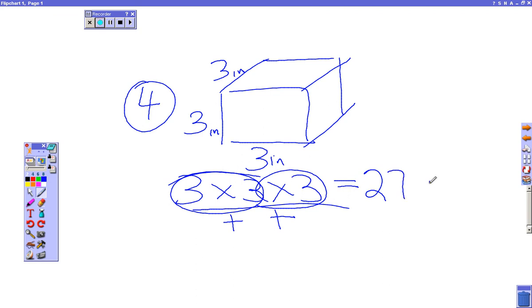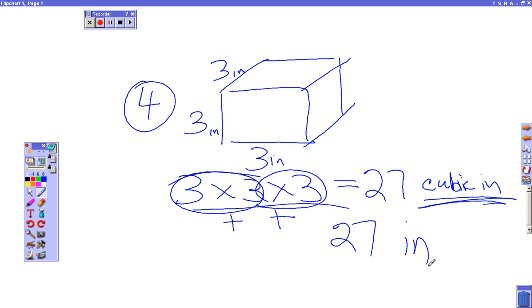So there are 27 cubic inches. Cubic inches. Who wrote cubic inches? Did you write cubic inches? I hope you did. If you didn't, you have the wrong label. Another way to write cubic inches is you can put 27 inches with a little 3 up there as an exponent. It has to be after inches, not before inches.